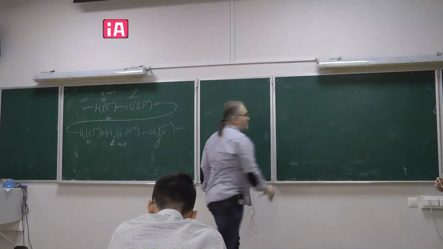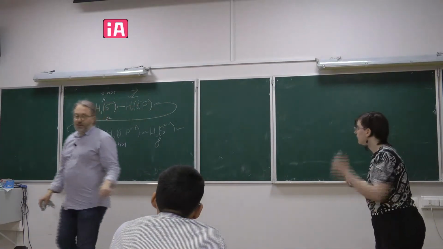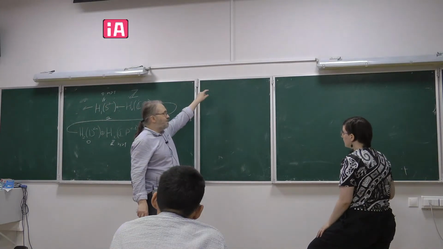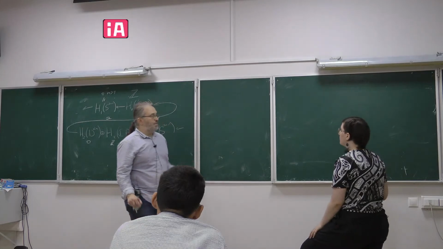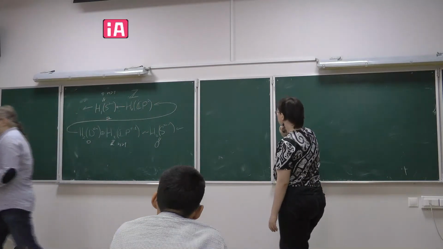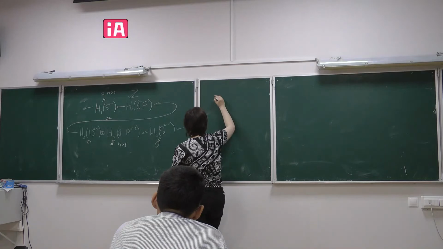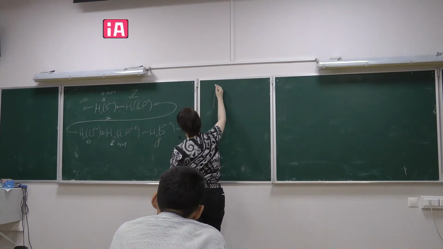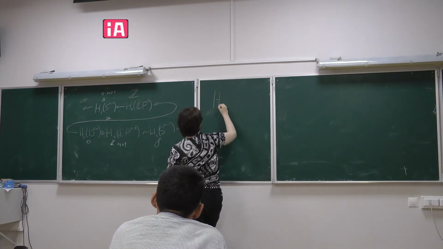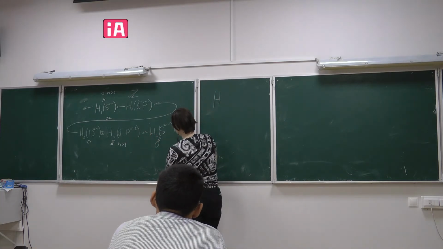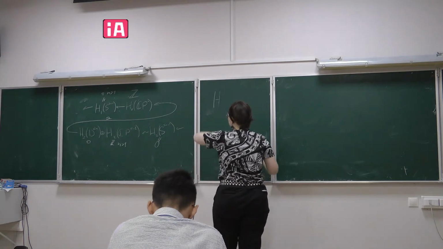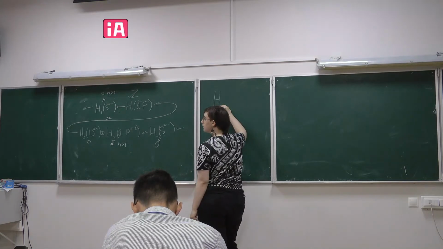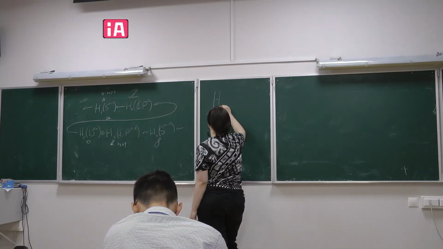Okay, let's write the long exact sequence in degrees 2n minus 1 and 2n. Let's write all terms for 2n minus 1 and also all terms for 2n.